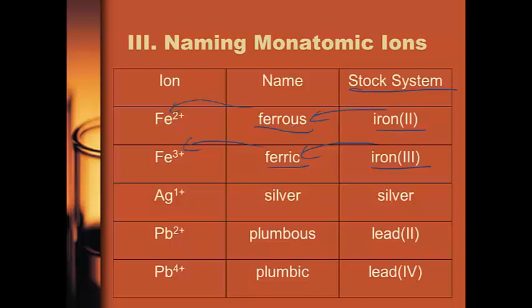Okay. Ag1+, silver, is still called silver because silver only has one oxidation state, only one charge to it. Okay, there's only one silver ion. Lead was another one that was 2+ or 4+, plumbous and plumbic. So this is lead 2, this is lead 4, because of the Roman numerals going with the same as the charges.